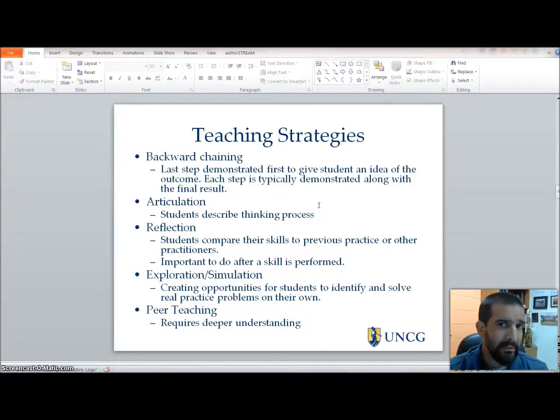Don't forget to ask them to reflect on what they did right. Positivity can be a very powerful thing. You can actually do simulations, different explorations. I'm going to show you an example of that in a second. And peer teaching, especially if you have two students, have them work with each other.